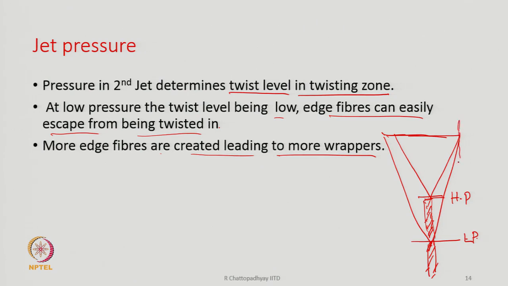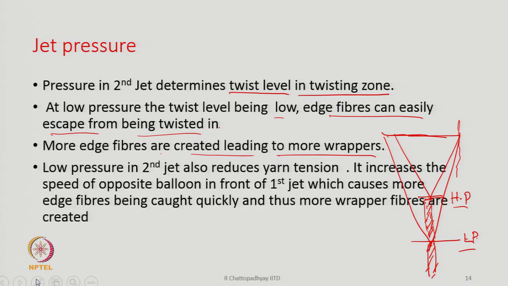So, fibers can easily then escape twisting, and therefore, a lesser pressure of the jet 2, this is with respect to jet 2, will lead to more tapered fiber generations. But also you have to see there has to be a pressure differential between jet 1 and jet 2, because we have to make sure that jet 2 remains always more powerful than jet 1.